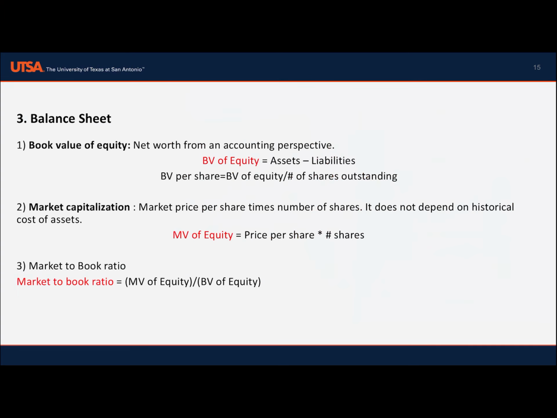So what is the book value of equity? This is the net worth from an accounting perspective. So book value of equity is assets minus liabilities. Book value per share is book value of equity divided by number of shares outstanding.